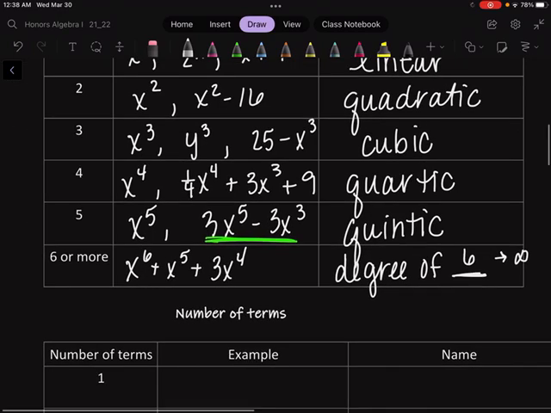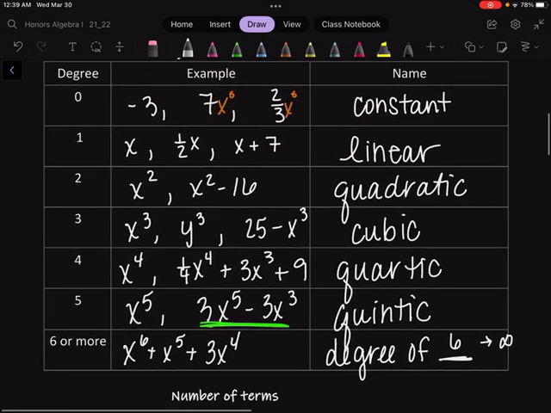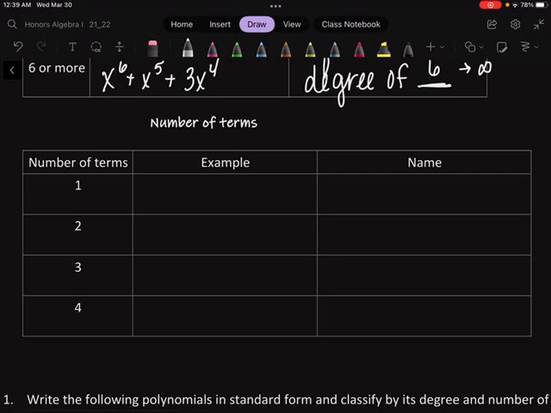Okay? So again, that is classifying polynomials by its degree. And now we'll do it by number of terms. So one term, we've already talked about that, is a monomial. That's something like, if I add other variables, xy squared, that's a monomial. Even a, b, c is a monomial because there's no addition or subtraction between those terms.